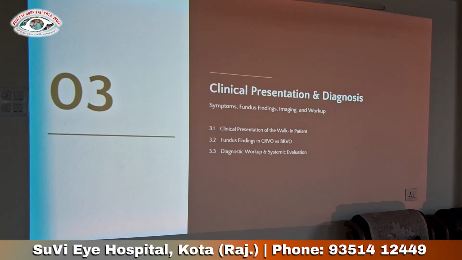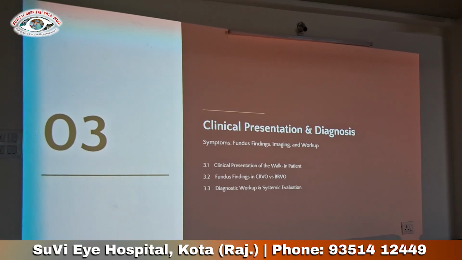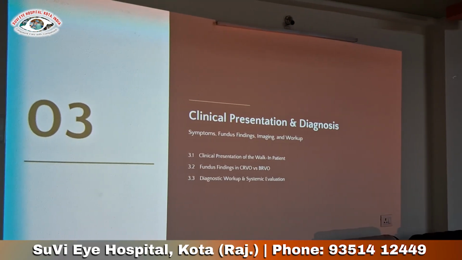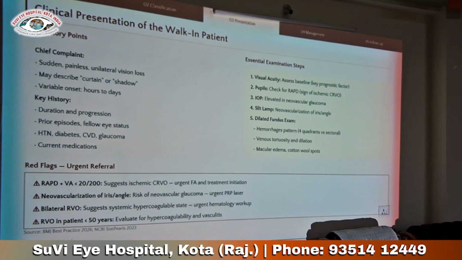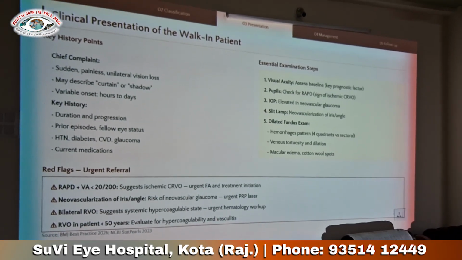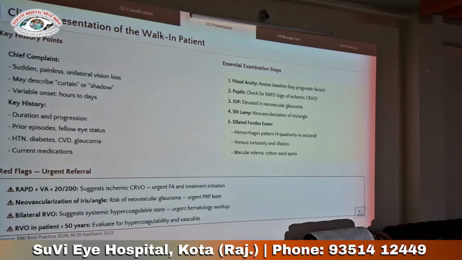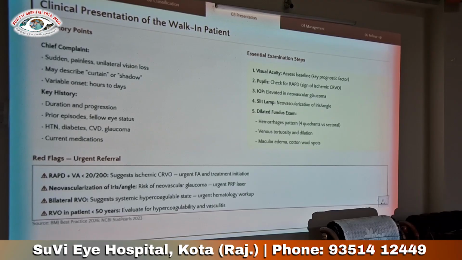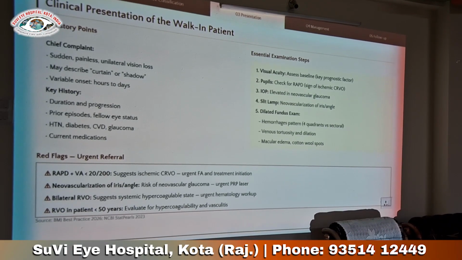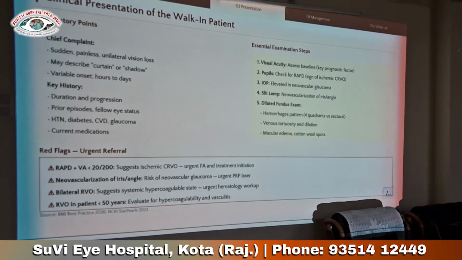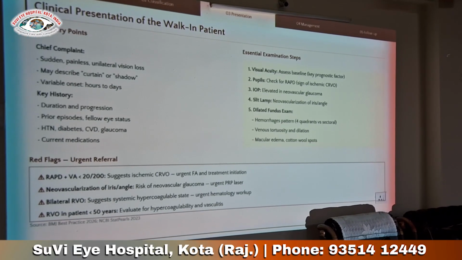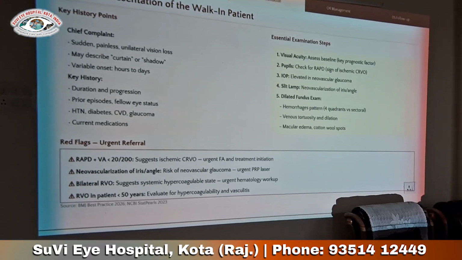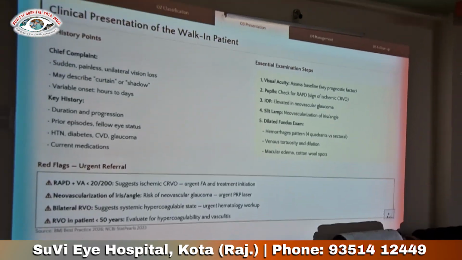Clinical presentation. Symptoms of retinal vein occlusion: the patient usually presents with sudden painless visual loss, typically over hours. The patient may describe the vision loss as a curtain or shadow. The key issues we have to ask about are the duration and progression, how it progressed, and whether there was a prior episode or not. Then we have to ask about the systemic history of hypertension, diabetes, any history of glaucoma or any drug history.